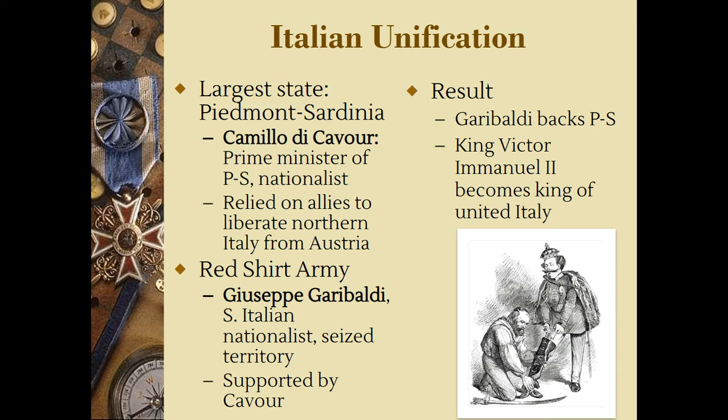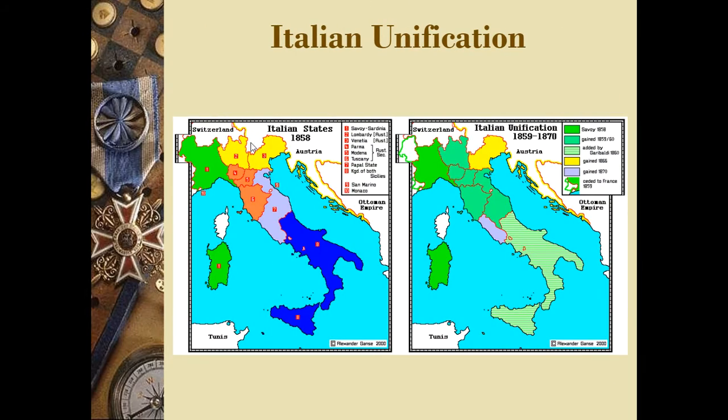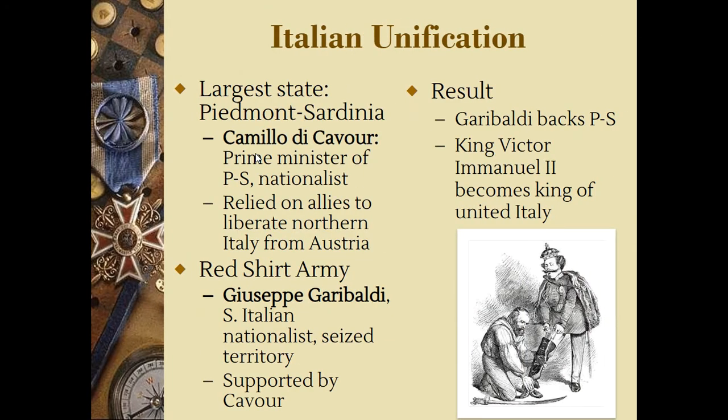So the largest nation state, or the largest state in Italy that exists is Piedmont, Sardinia. And it is up here in the northern parts of Italy. And so Camillo di Cavour is elected as prime minister in Piedmont, Sardinia. And so he has this idea that he wants to unify Italy. Now, this is quite an achievement, or it's going to be quite an achievement, because again, we just looked at Italy. It's broken up into several different sections or several different pieces. So he knows that he has to kind of come up with a plan.